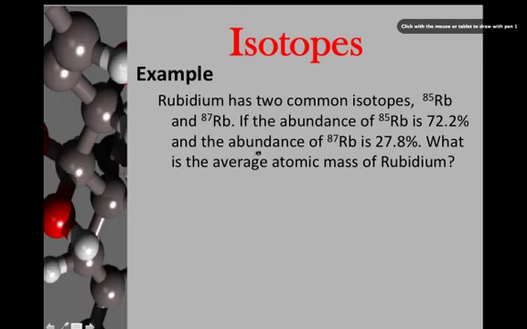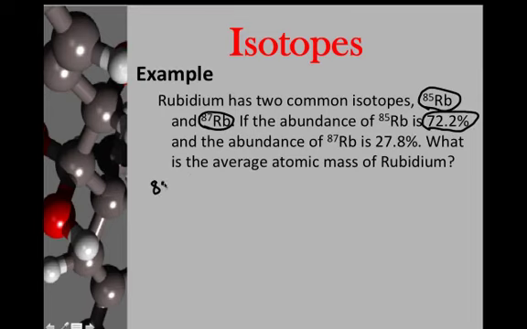Okay, so rubidium has 2 common isotopes. We have Rb-85 and we have Rb-87. If the abundance of Rb-85 is 72.2%, so let's take 85, and let's change that to a decimal, so 0.722. And we multiply that by 85. And then what's the answer? 61.37.